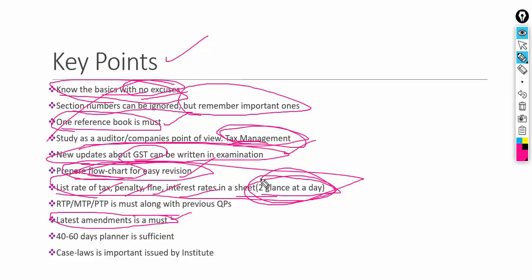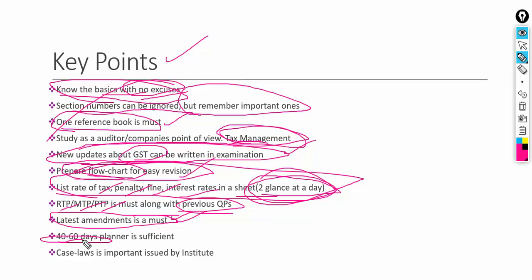Yeah. MTP, RTP, PTP and previous year question papers are a must. But with this, one important thing I would like to mention to you guys: when you're referring to previous question papers or RTP, MTP, ensure you also have the latest amendment issued by the institute, so that you can relate to the changes that have happened recently and which are applicable to your upcoming examination.